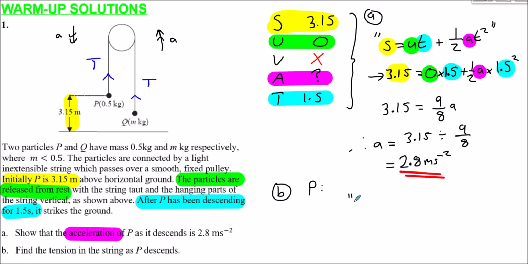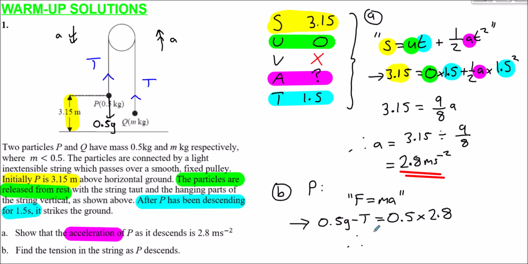So if we apply the principle of F equals ma, Newton's second law, then the overall force going down on particle P, we've got its weight. Weight is mass times gravitational field strength, so going downwards on P is 0.5g. So the net force downwards acting on P is 0.5g minus T, and that will equal its mass, which is 0.5, multiplied by the acceleration, which we worked out from part A, is 2.8.